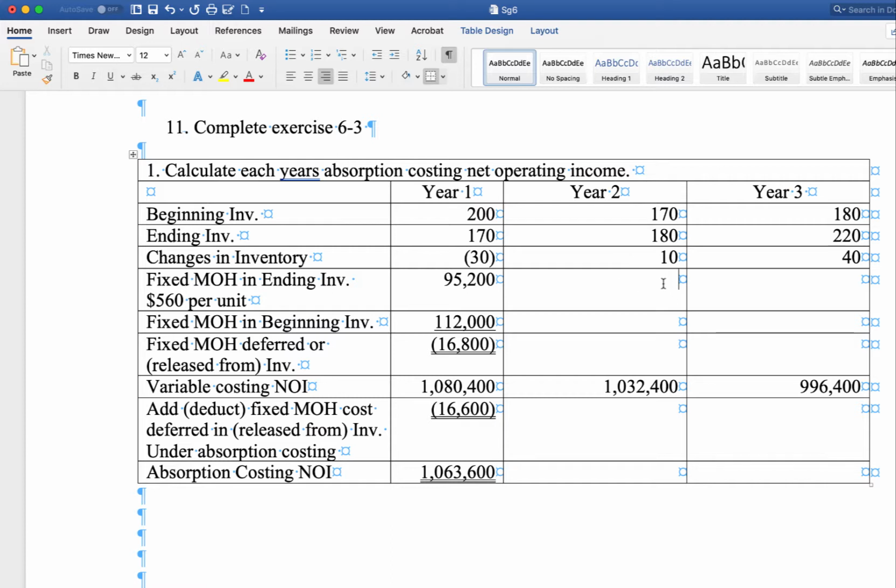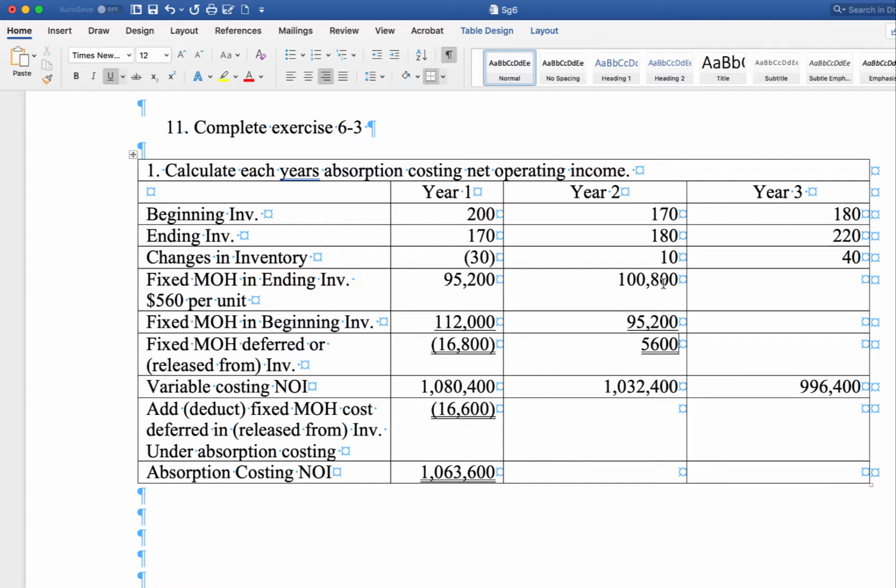So first thing we want to do is take the fixed MOH in ending inventory. Ending inventory, we have 180 units times $560. We get $100,800. Okay? What is the fixed MOH in beginning inventory? Well, we take 170 times the 560. We end up with $95,200. The difference between those two is a positive $5,600. Okay, that makes sense.